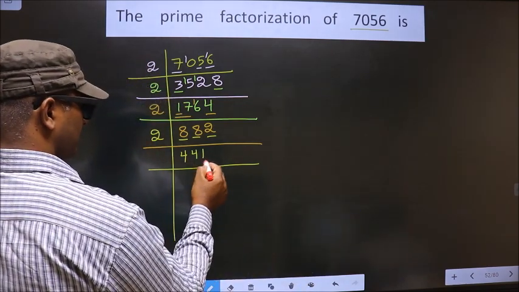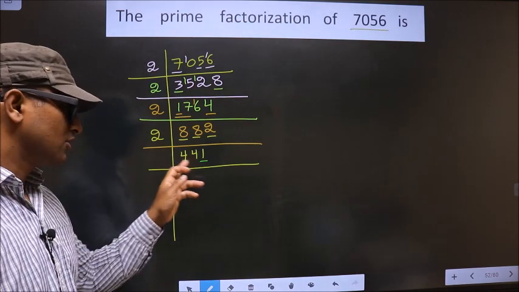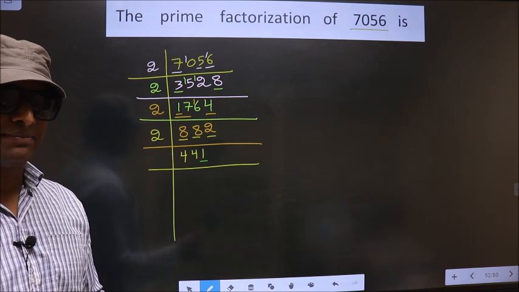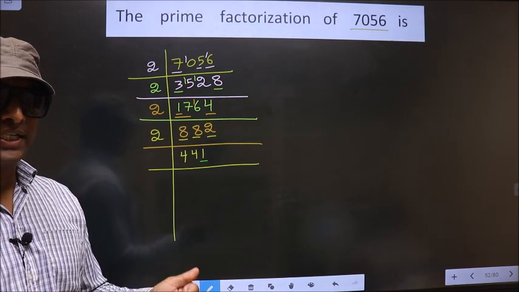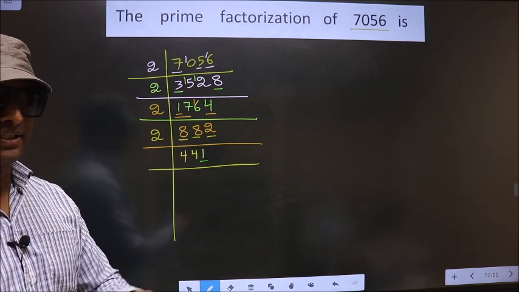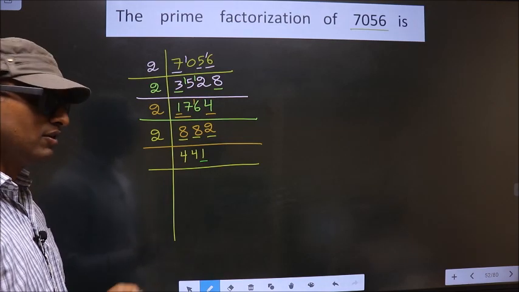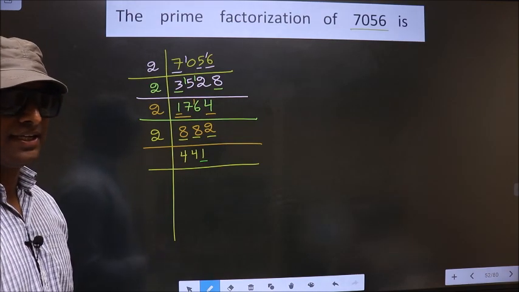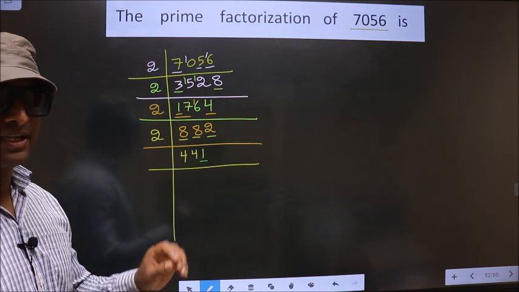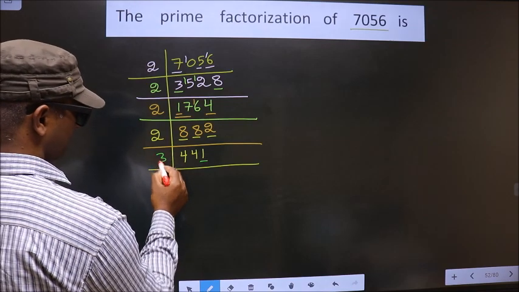Now for this number, last digit is 1, which is not even. So this is not divisible by 2. Next prime number is 3. To check divisibility by 3, for that we should add the digits. That is 4 plus 4 plus 1. We get 9. Is 9 divisible by 3? Yes. So this number also divisible by 3. So we take 3 here.